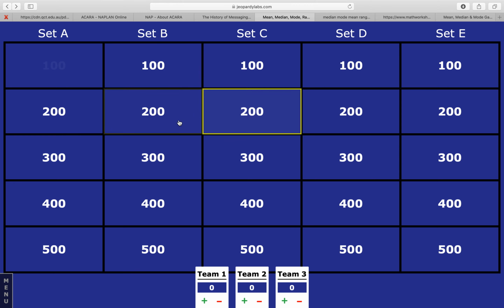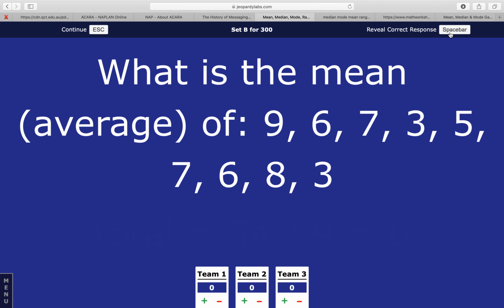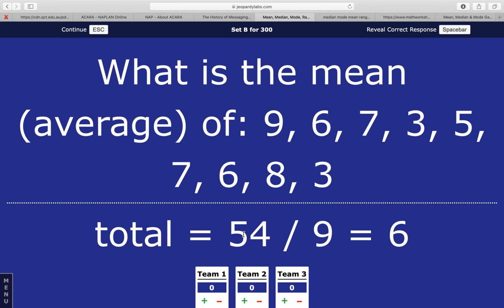All right, next one. Let's try something here. What is the mean or the average of these numbers? Okay, so you might need to quickly add these up. Add these up and divide it by the amount of numbers. So try it yourselves in your notebook and see how you go. You can pause this if you need more time. So the total should be 54 divided by 9 and we get 6. So the mean is 6.